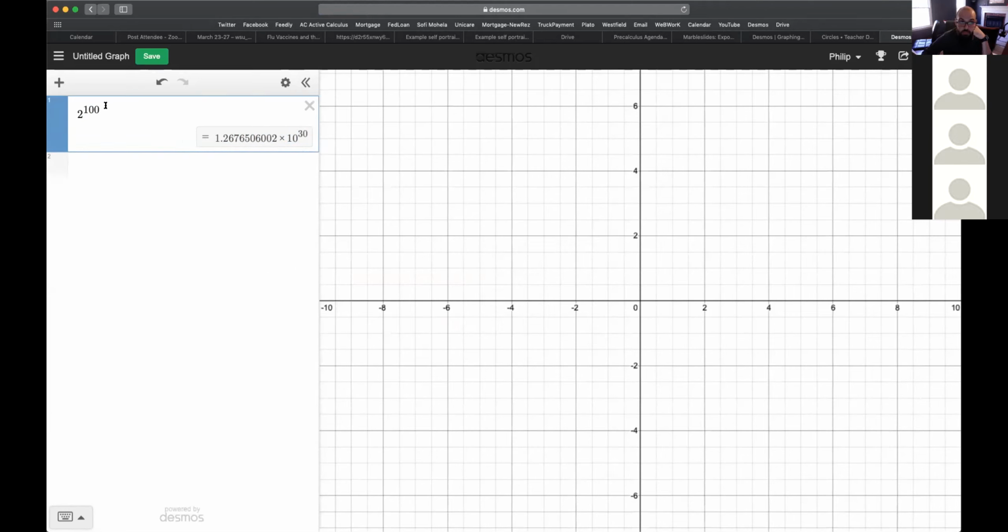Nick, you said 2 to the 20, right? So 2 to the 20 is more than a million, right? 3, 6 decimal places, okay? So it's somewhere between 2 to the 20 and 2 to the 100.